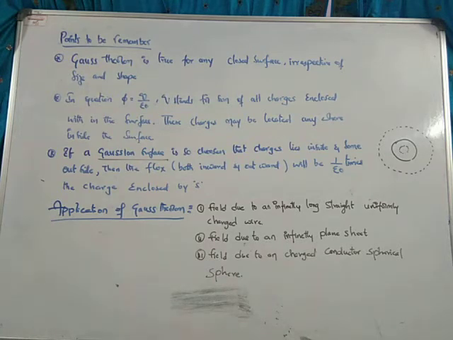Along with these 3 points, we have applications of Gauss theorem. The first application: field due to an infinite long straight uniformly charged wire. Then field due to an infinite plane sheet, and field due to a charged conducting spherical shell. So here we have 3 applications, and we will derive each and every application.